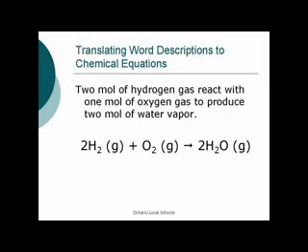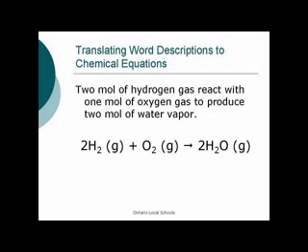Our hydrogen gas is H2, and hydrogen is one of those elements that is diatomic in its free element form, so it will never be written as H as a free element, it will always be H2. We have the G in parentheses representing the gaseous phase for the hydrogen, and it's being reacted with 1 mole of oxygen, so we put plus.